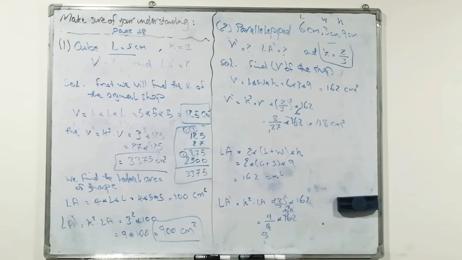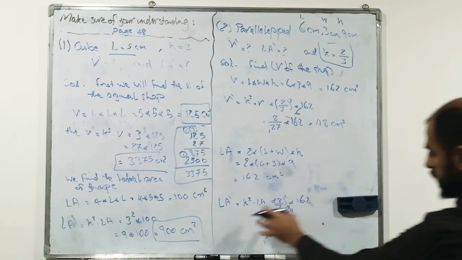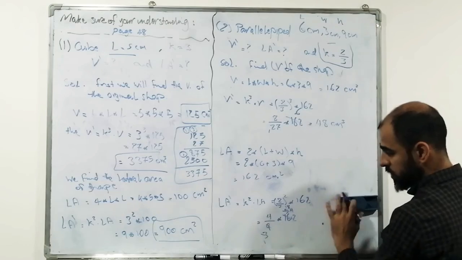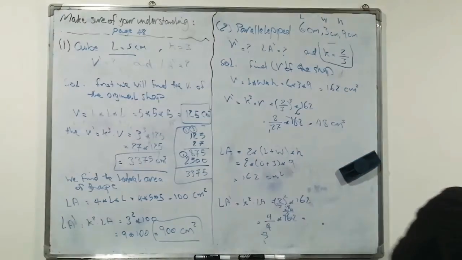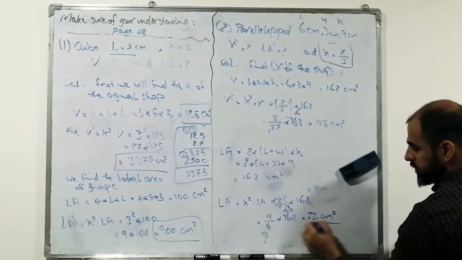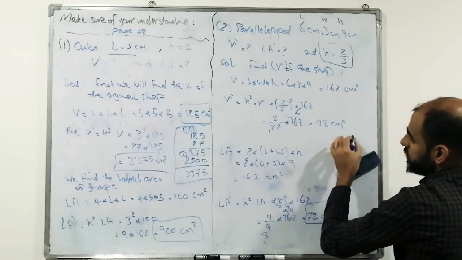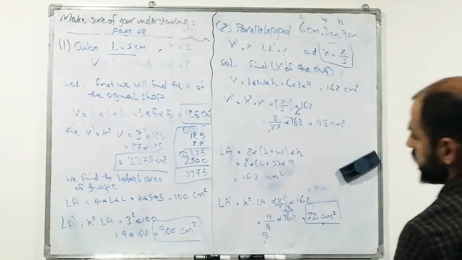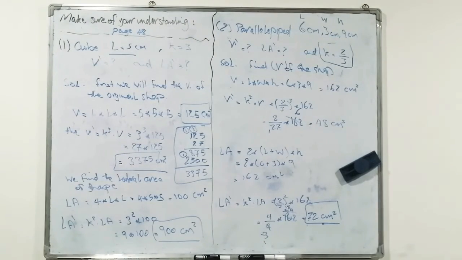After dividing the numerator and the denominator, 162 divided by 9, we get 18 multiplied by 4, which equals 72 centimeter to the power 2. This is the lateral area of the shape after the dilation. We found that it is less than the lateral area of the original shape.